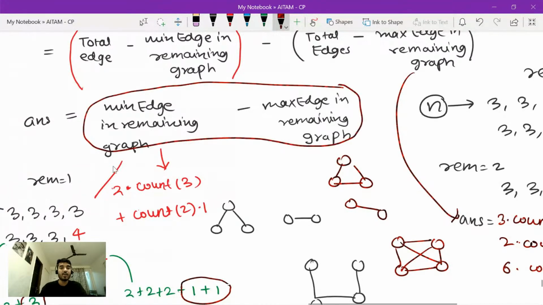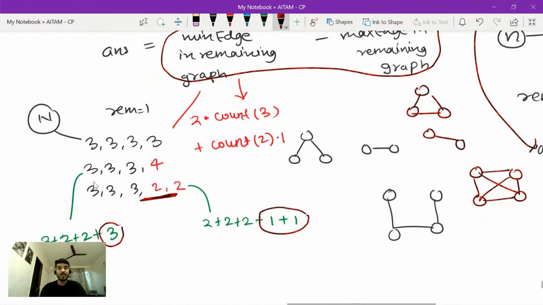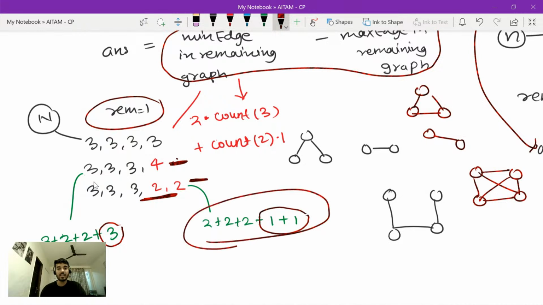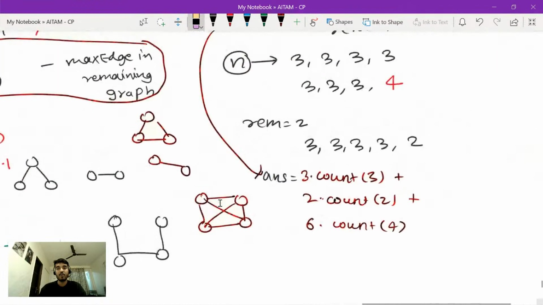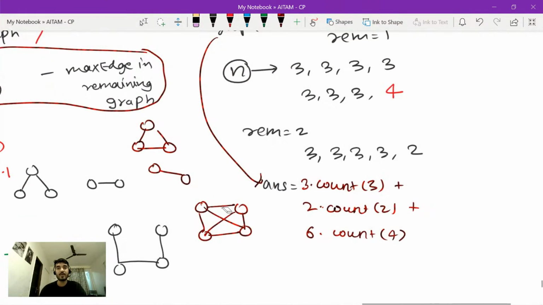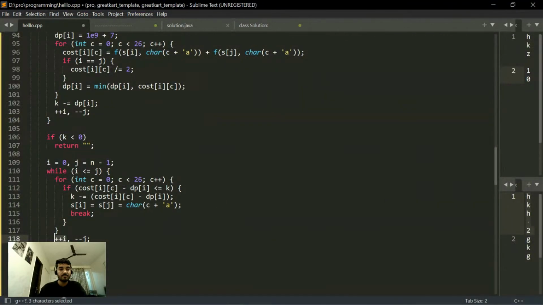Cool. And now for every component, I need to find the minimum number of edges. So assume this as a tree-like structure. Here for remainder one, I have two possibilities, this one or this one. Which one will I follow? Definitely this one, because I need to minimize the number of edges. And for maximum, I will follow this path, because I need to maximize the number of edges. So this is the complete solution. Let me show you the implementation.